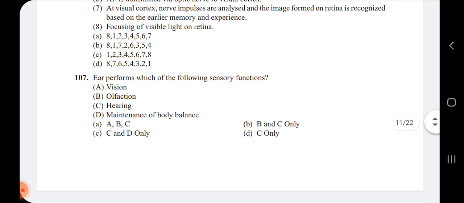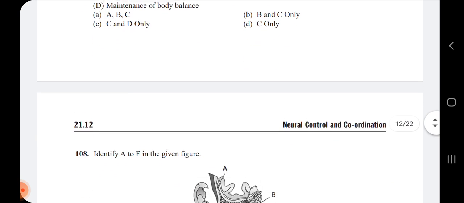107. Ear performs which of the following sensory functions? So the ear, you all know, helps in hearing and the maintenance of body balance. So that's why option C is the correct answer.